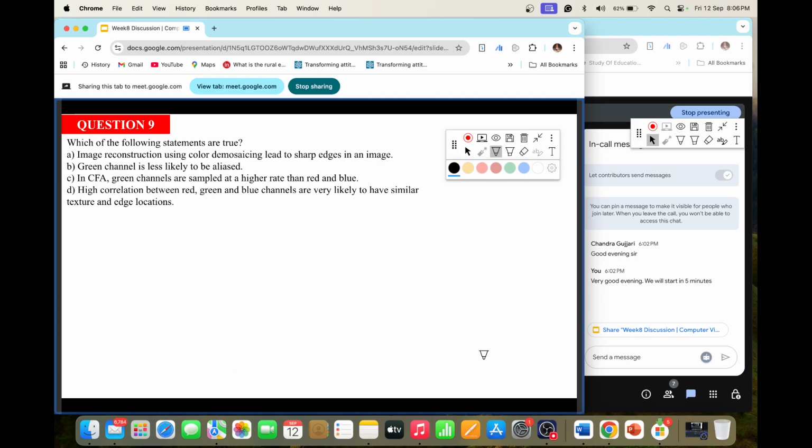Which of the following statements are true? Image reconstruction using color demosaicing leads to sharp edges in the image. Green channel is less likely to be aliased. In CFA, green channels are sampled at a higher rate than blue channel. High correlation between red, green and blue channels are very likely to have a similar texture and edge location. Okay, so any guesses for this?